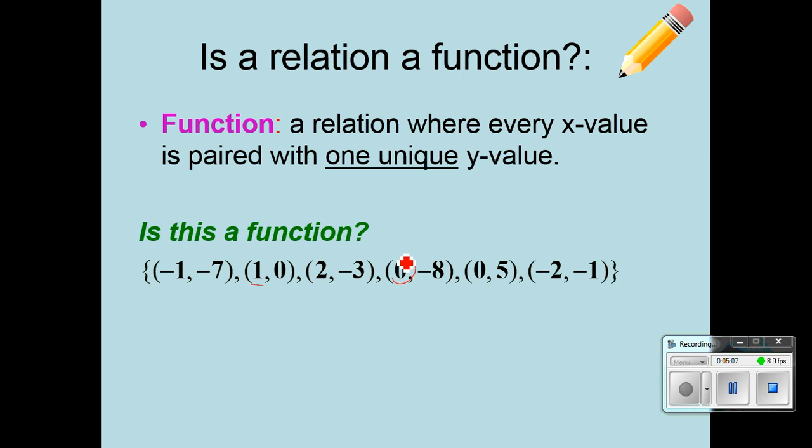Oh, here's a 0. That's an x value. This is also an x value. Those are the same x value. Therefore, this is not a function. So we would say it's a relation, but definitely not a function. Every x value has to be paired with one unique y. And these guys have 2 different y's. Okay, so that's how I determine if a relation is a function.